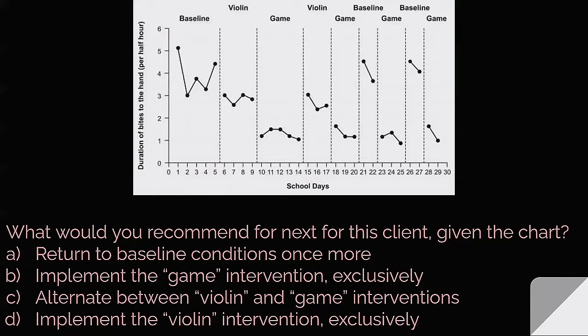It's looking like people feel pretty strongly about this one. Oh, good. They like B. Implement the game intervention exclusively. Okay, that seems like the best thing to do, but let's look at the other answers.